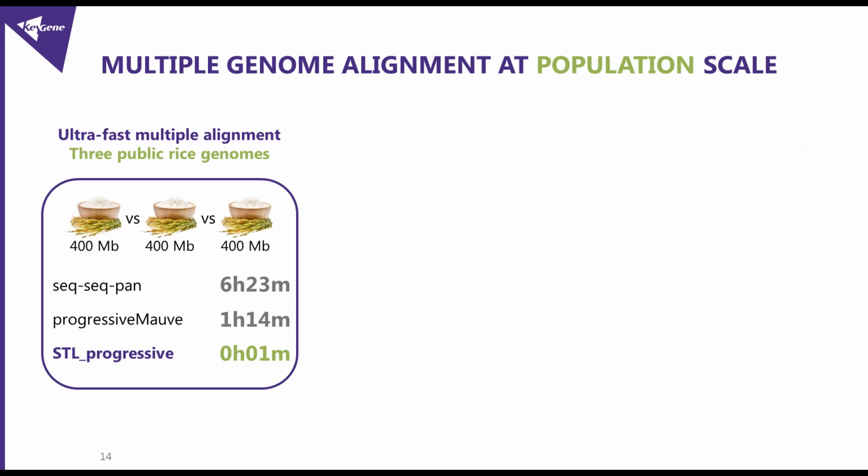Now, pairwise alignment is nice, but when we want to build a pan-genome, we need to align multiple genomes. So how does this technology that we developed scale to multiple genomes? To answer that, we had a look at 3 public rice genomes, again, relatively small genomes, and we took some tools from the public domain that are often used, like seq-seq-pan or progressive MOVE, to build a pan-genome. With seq-seq-pan, it took about 6 hours, which is quite reasonable if you want to build a pan-genome from 3 genomes. Progressive MOVE finished in an hour, which is nice.